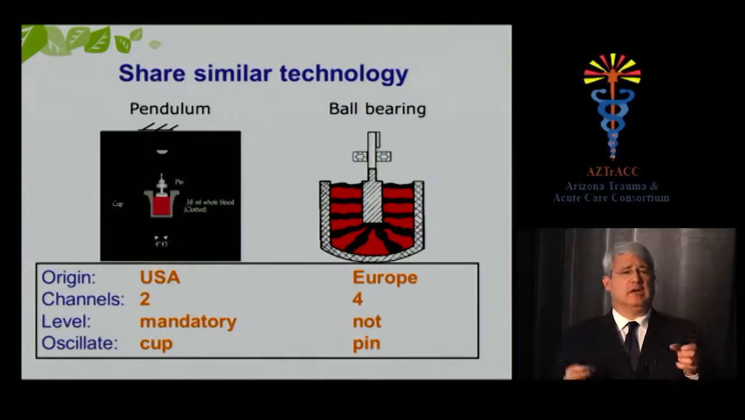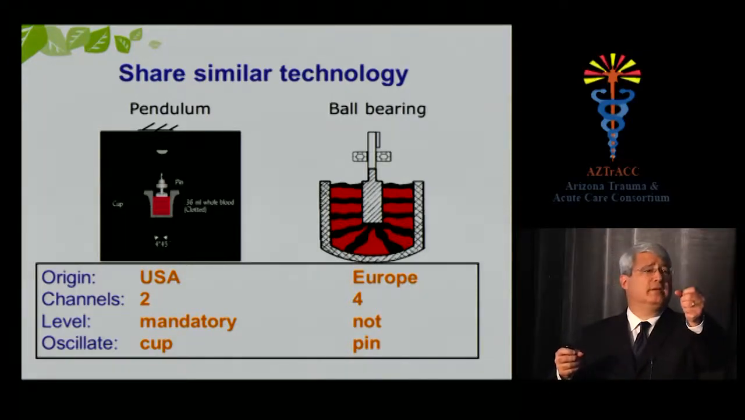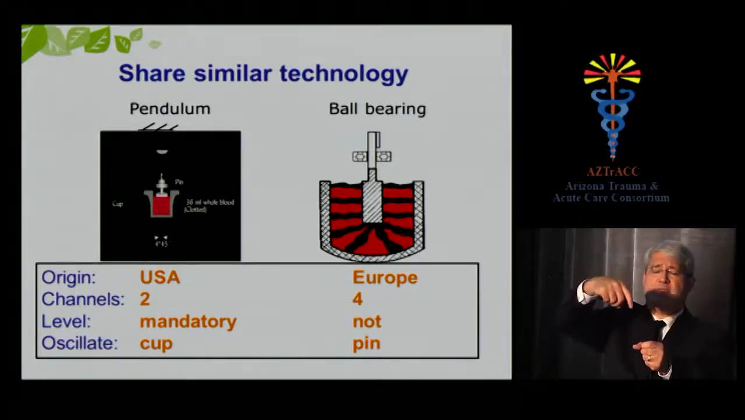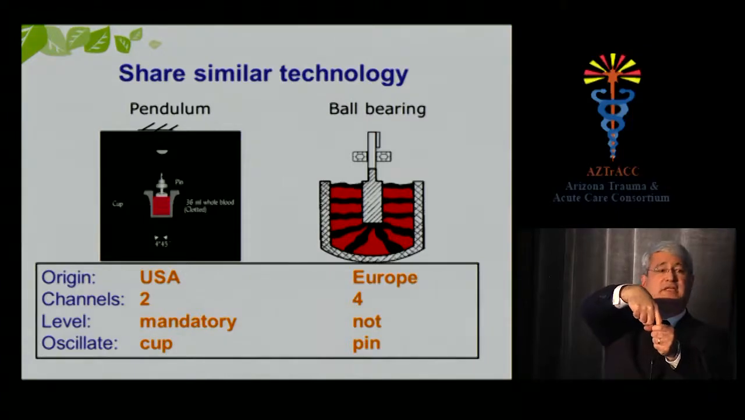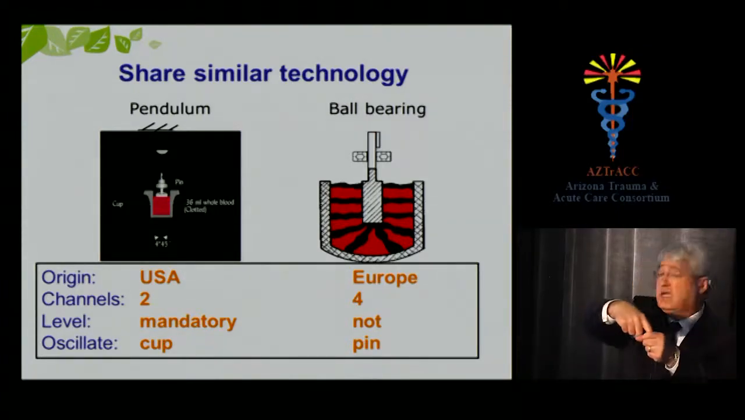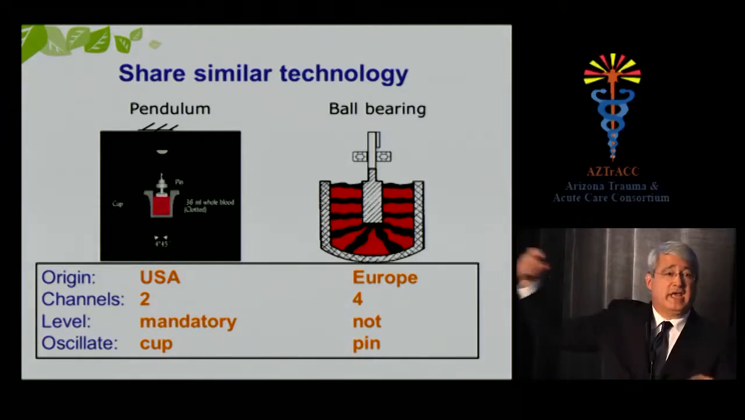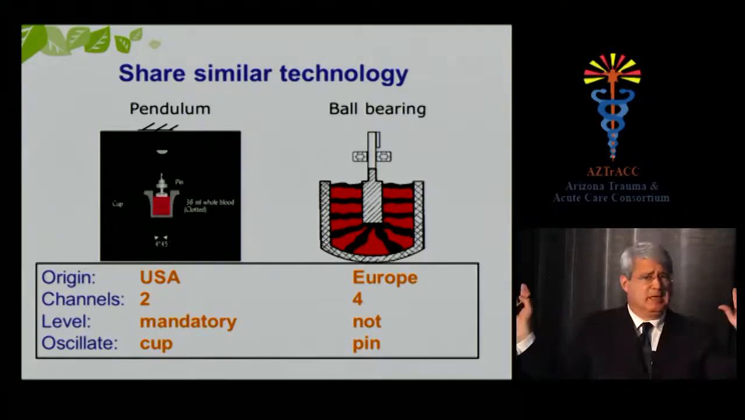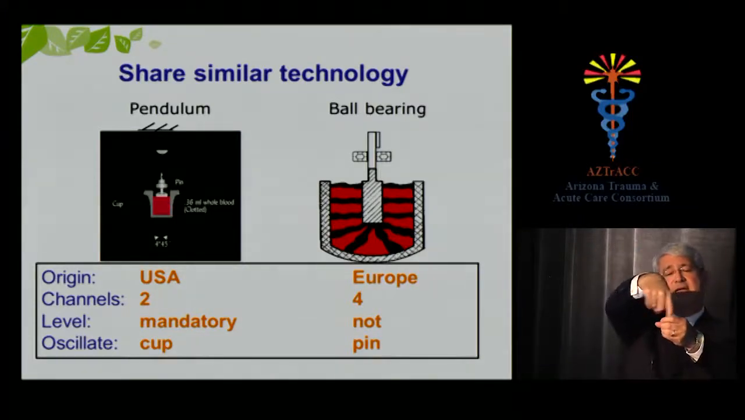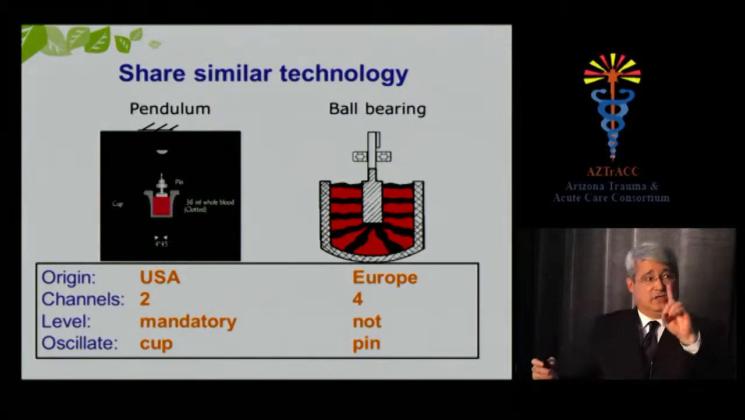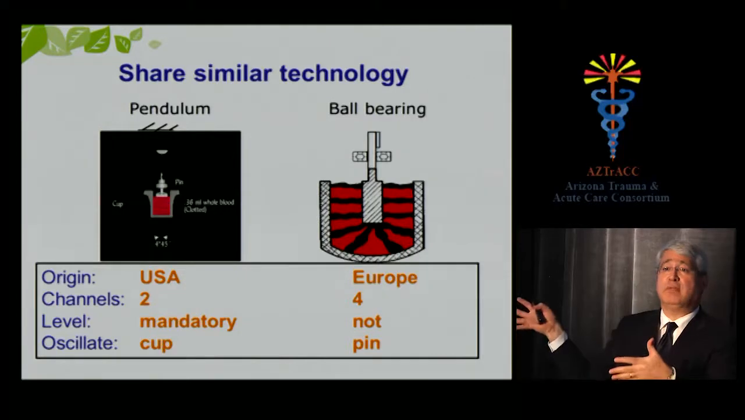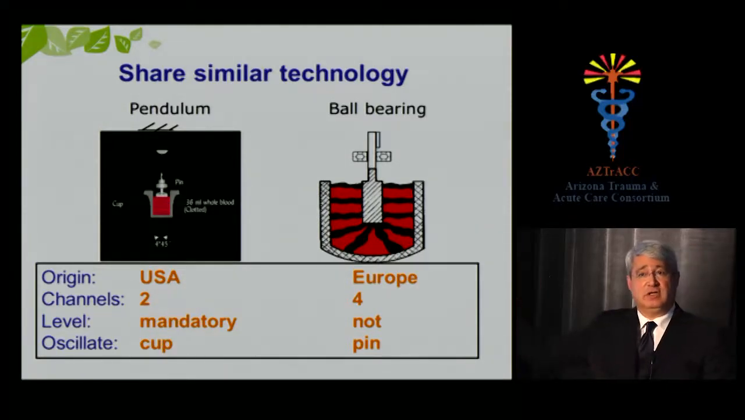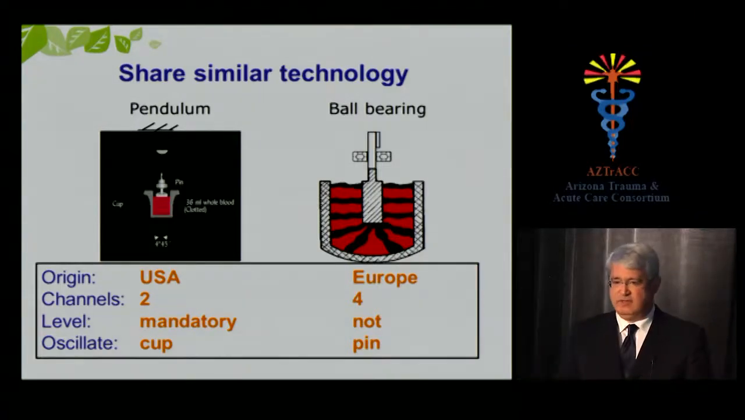So the two tests are very similar. If you notice, they have a little cup at the bottom, and then they have a pin. You put liquid blood inside the cup and push the cup against the pin. In the TEG, on the right-hand side there, the cup oscillates. On the ROTEM, the pin oscillates. So, completely different, huh? Two completely different techniques. There's one more difference between them: thromboelastography is manufactured in the United States, and ROTEM is manufactured in Europe. Most Americans have experience with TEG, and Europeans have experience with ROTEM. Those are basically the differences between them.